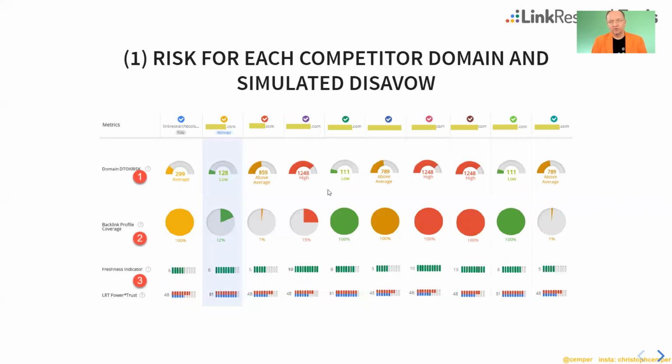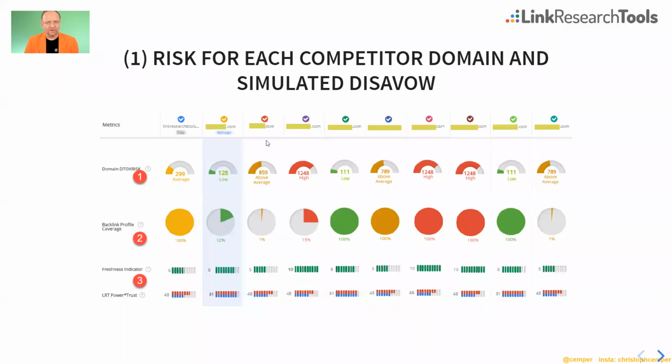So this is where our boost functionality comes in. Once you have Link Detox Boost applied to your disavow file, then you can say it worked or it did not work. So I would be very careful with that. But we show domain detox risk for competitors, backlink profile coverage for competitors, and the freshness. How fresh is that backlink profile in our system?